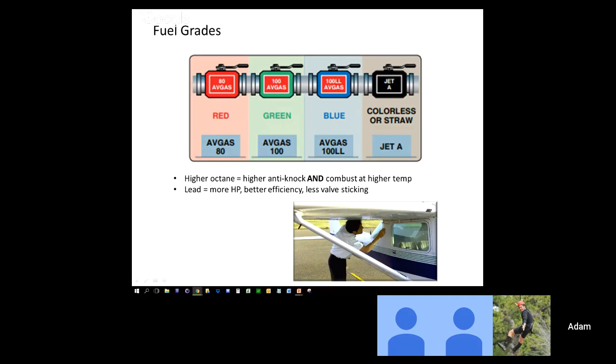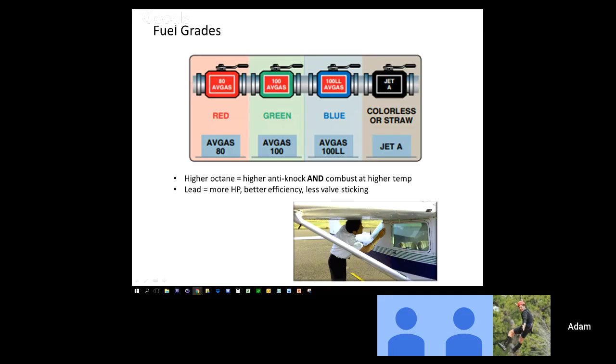If you use an avgas that has a lower octane rating than your aircraft's certificated for, very high likelihood you will encounter pre-ignition, where the cylinder fires in advance or out of cycle of its typical ignition stroke.